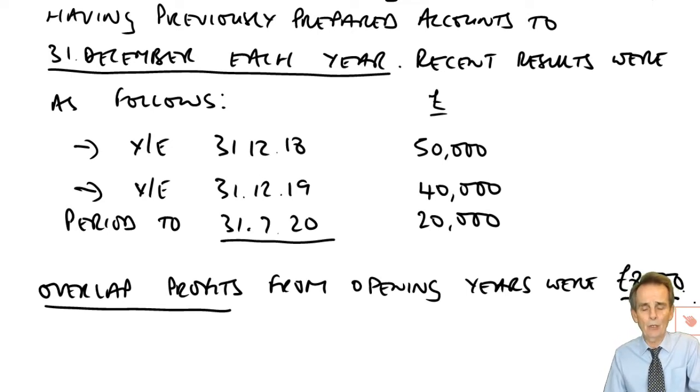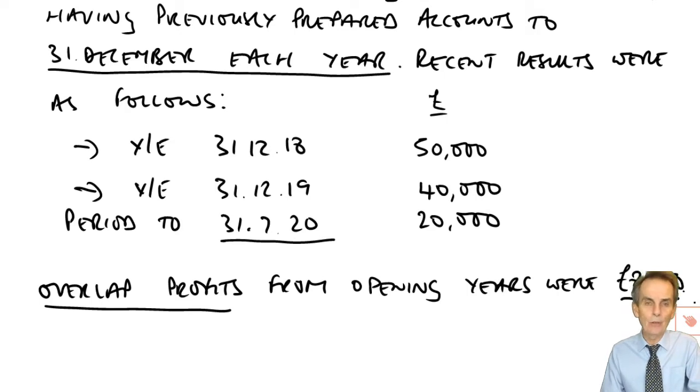The only other situation that you haven't yet come across, and you'll see that in the next chapter, chapter 7, when dealing with losses. If in opening years you made losses, there's no concept of an overlap loss. As we'll discover in chapter 7, if a loss arises in the opening years, it will be used once.